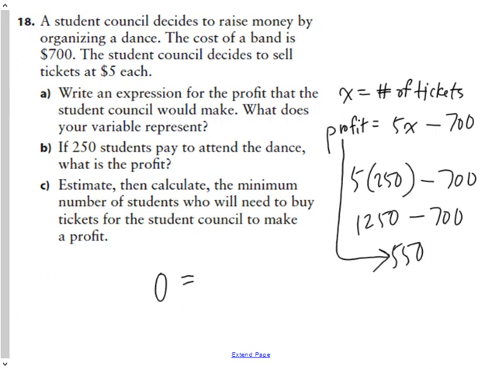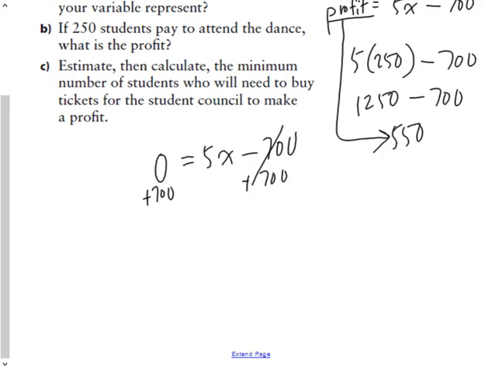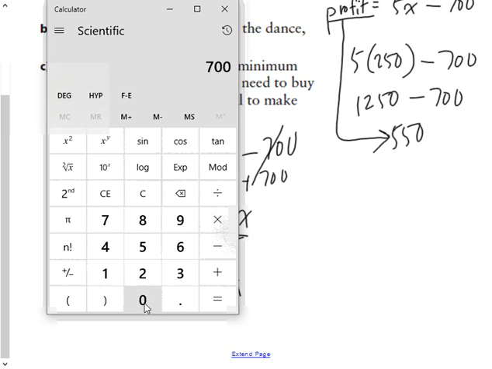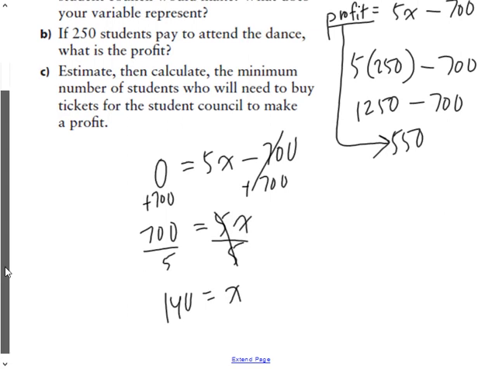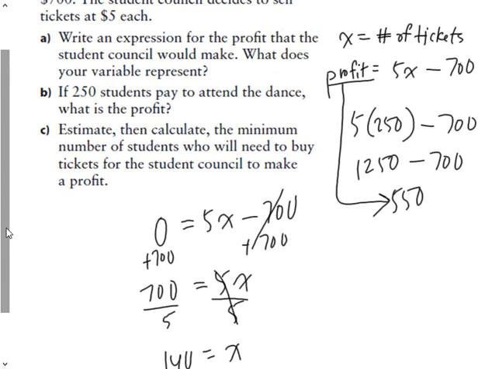In order for $0 or to break even, if I write this equation, and instead of writing profit, I write $0, then if I was to use my algebra sense to isolate and add $700 to both sides, I get 5x equals $700. Divide both sides by 5, and x will equal 700 divided by 5, 140 tickets. So therefore, since we defined x as being the number of tickets, in order to break even, they would have to sell 140 tickets. But to make a profit, they'd have to sell one more ticket than that. And therefore, they'd need to sell 141 tickets to make a profit.